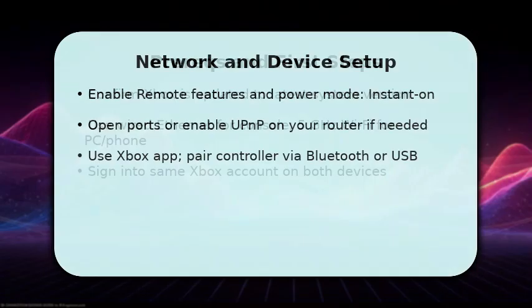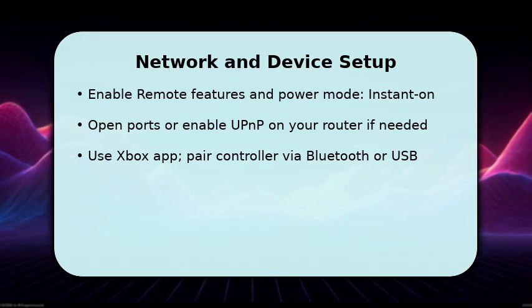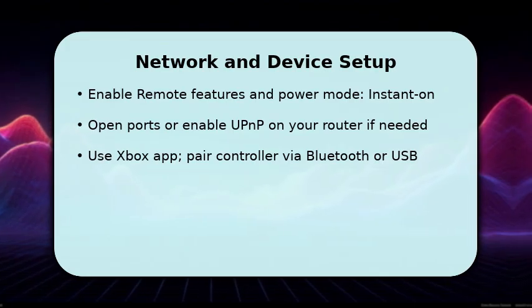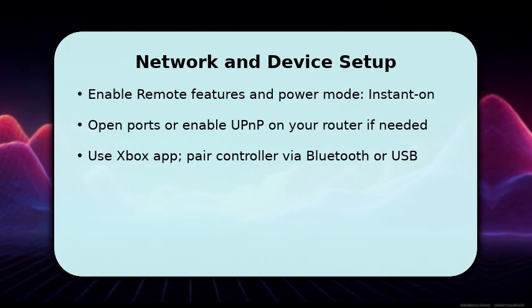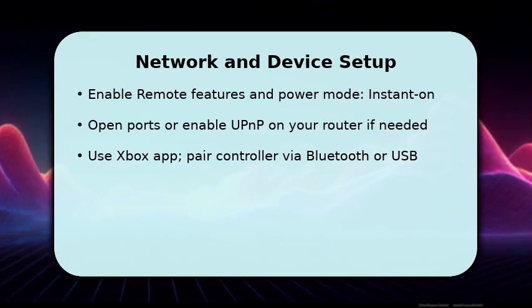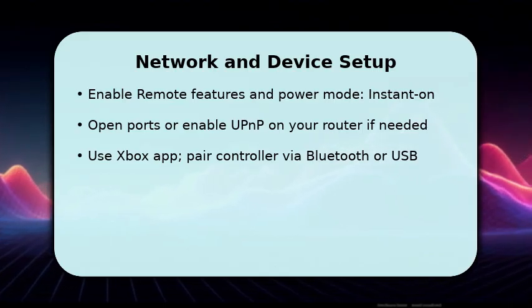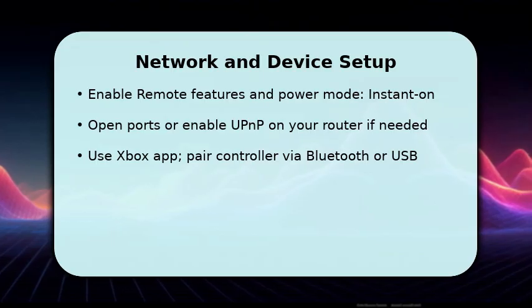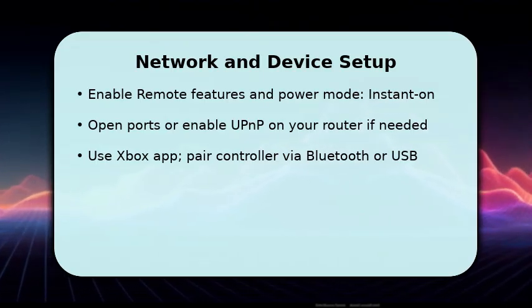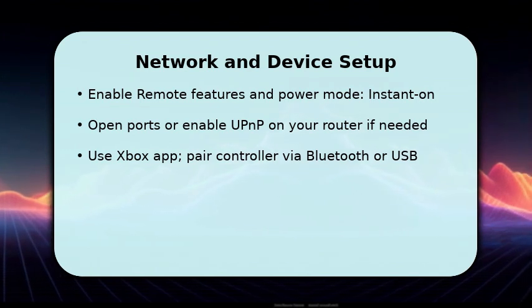Next, you handle the heavier configuration that actually lets the stream work smoothly. In Settings, enable remote features and set power mode to instant on so the console waits for connections. If you still can't connect, log into your router and enable UPnP or forward Xbox Live ports to the console's IP to avoid NAT issues. Make sure your controller is paired to the device running the Xbox app via Bluetooth or USB. This reduces input lag and keeps the controls responsive during play.